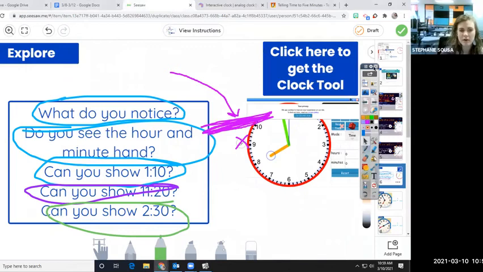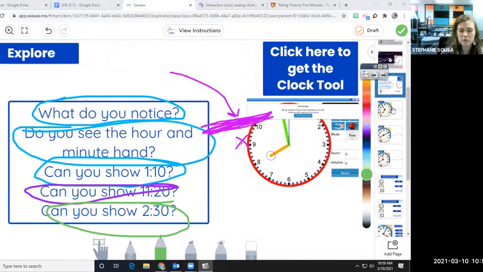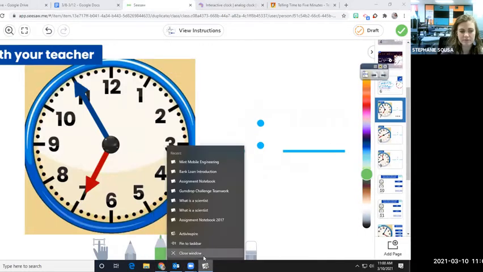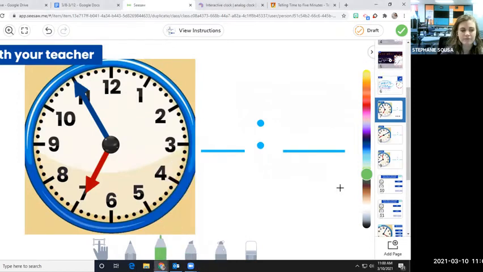Okay, now that you've played around with that clock, let's get some practice reading clocks. Please hop back onto Seesaw for me and go to slide 7. Slide 7 says with your teacher. Again, I'm going to ask for your focus. Hop back onto Seesaw. You will have plenty of time to play around with that clock during your independent work, but I want you with me on Seesaw right now.